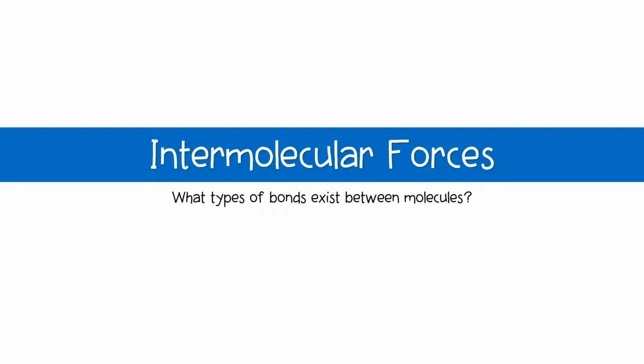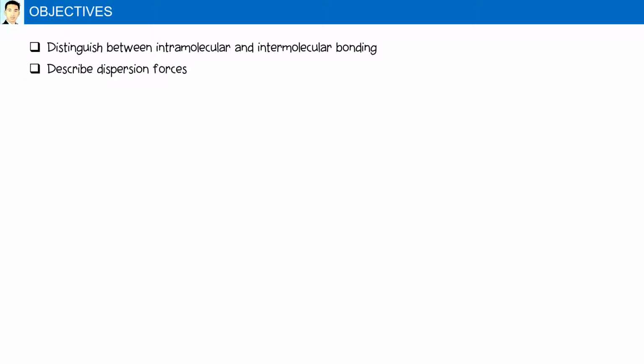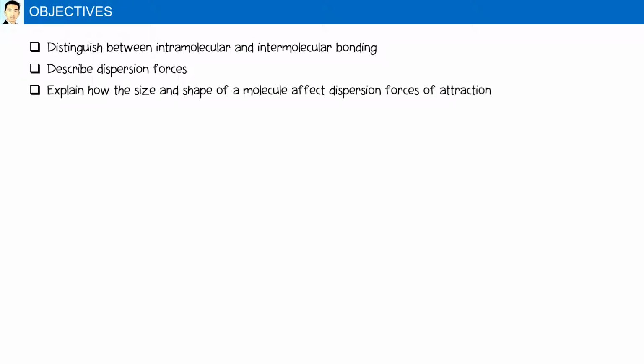Intermolecular forces. What types of bonds exist between molecules? Objectives. Distinguish between intramolecular and intermolecular bonding. Describe dispersion forces. Explain how size and shape of a molecule affect dispersion forces of attraction.